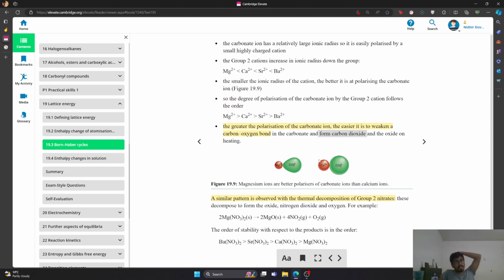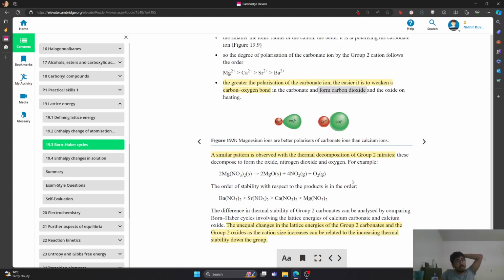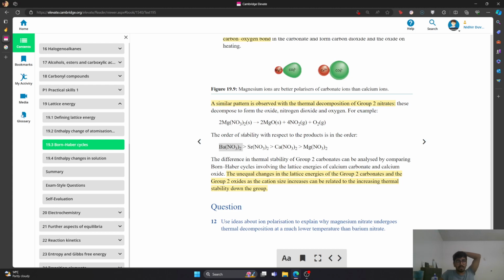An exact similar thing happens in group 2 nitrates as well. Magnesium nitrate will be the least stable and barium nitrate will be the most stable, right? Similar logic, so make sure you understand this.